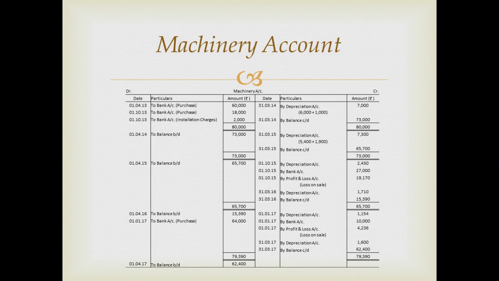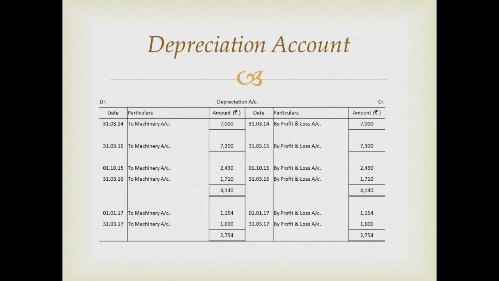And on 31st March 2017, we have by depreciation account 1600 and by balance C/D rupees 62,400, which is brought down on the 1st of April 2017 as to balance B/D rupees 62,400. Finally, the depreciation account ledger. On the debit side, 31st March 2014, we have to machinery account 7,000, and on the credit side, this is transferred to the profit and loss account by profit and loss account 7,000.